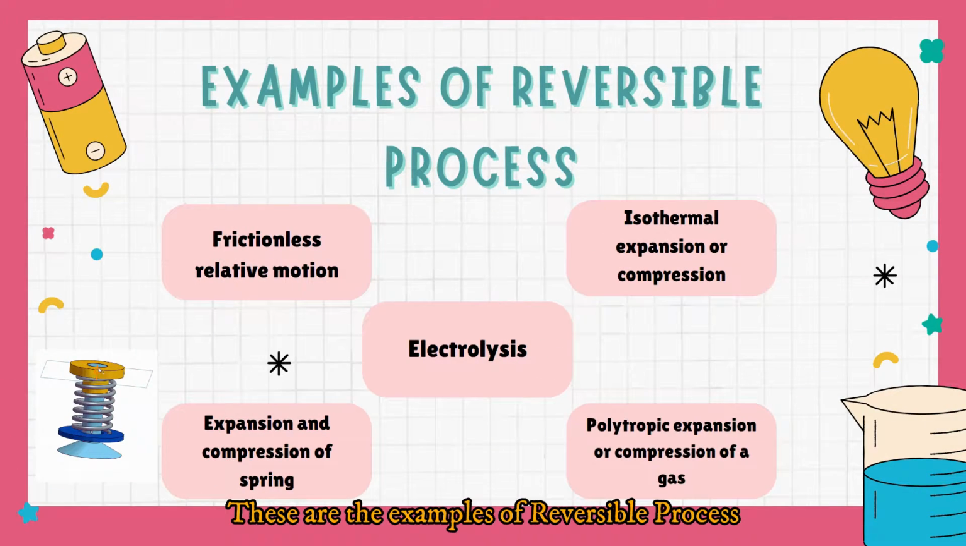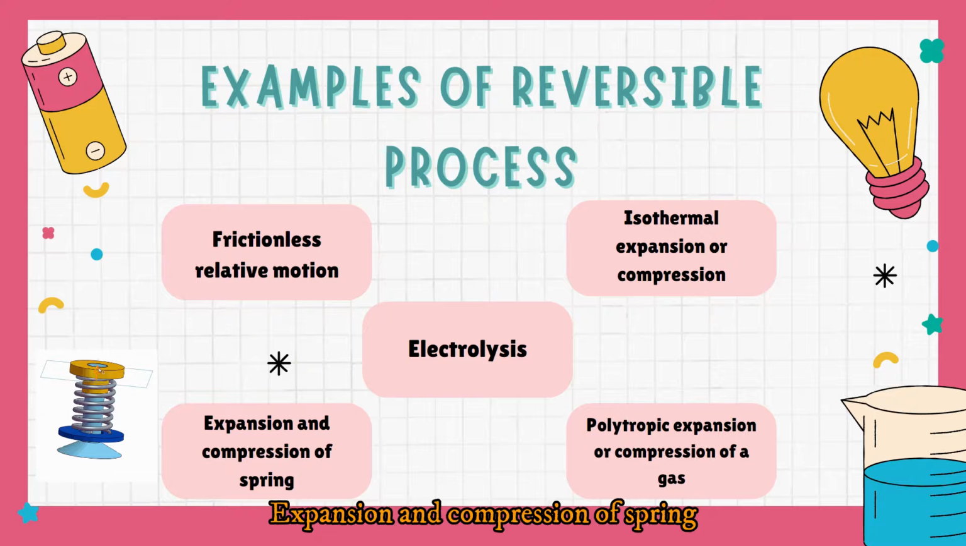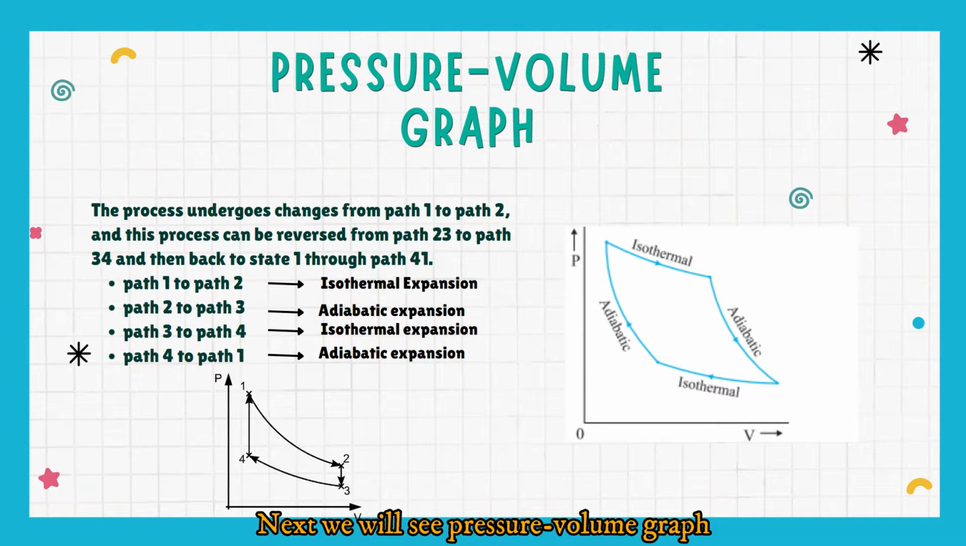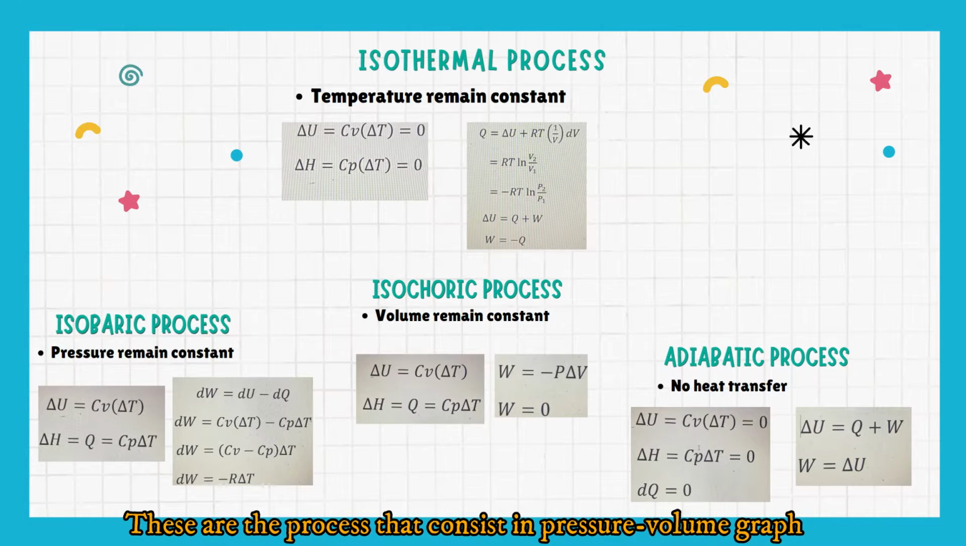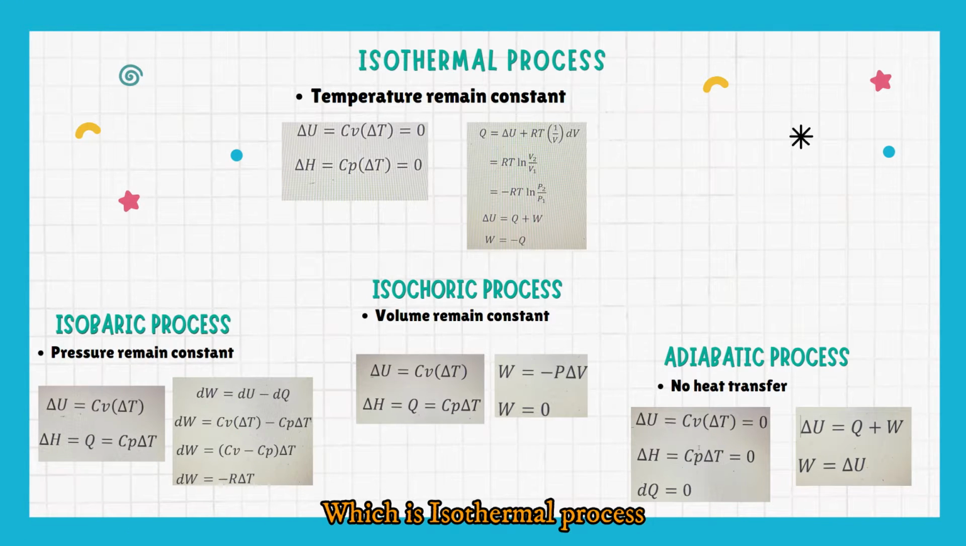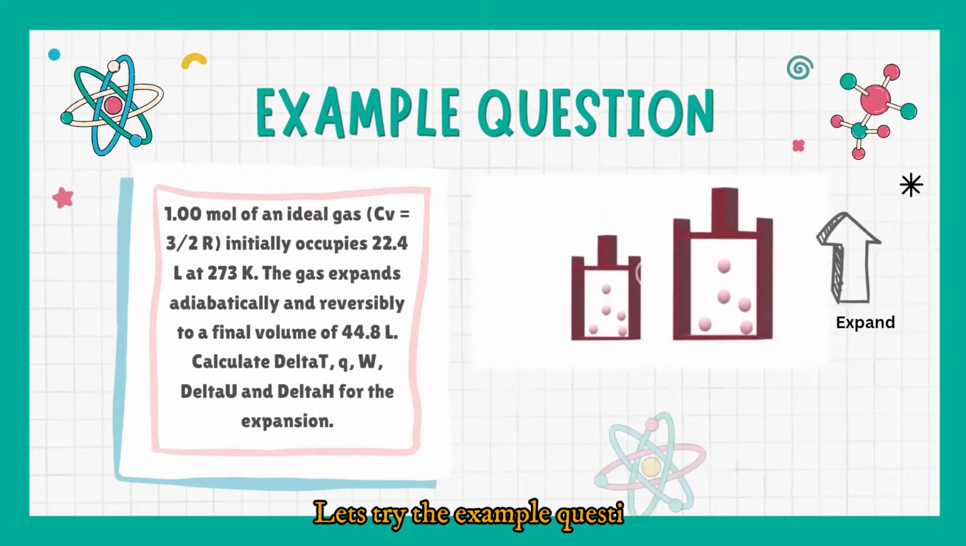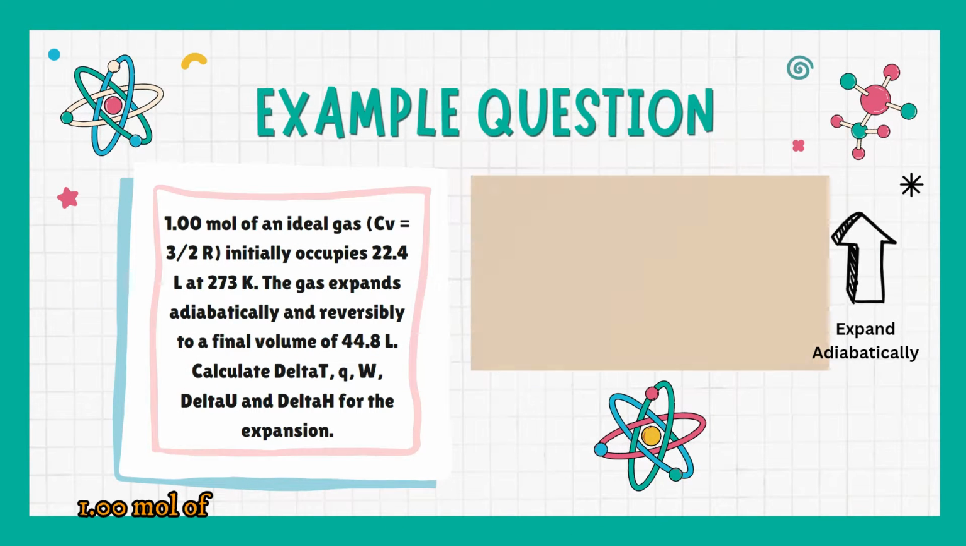These are the examples of reversible process: frictionless relative motion, isothermal expansion or compression, expansion and compression of a spring, polytropic expansion or compression of a gas, electrolysis. Next we will see the pressure-volume graph. These are the processes that appear in the pressure-volume graph: isothermal process, isobaric process, isochoric process and adiabatic process. Let's try the example question.